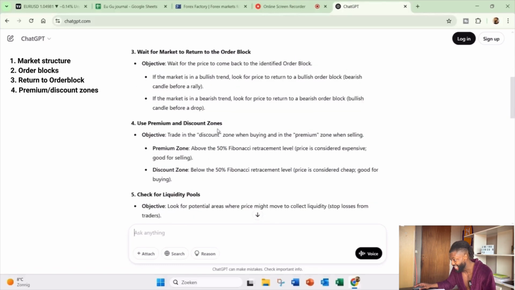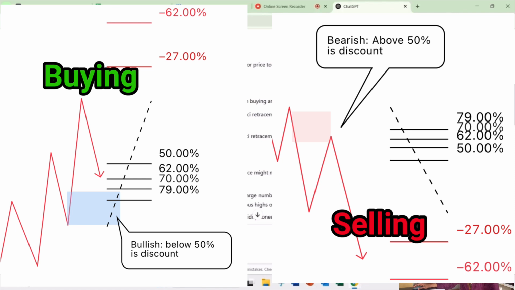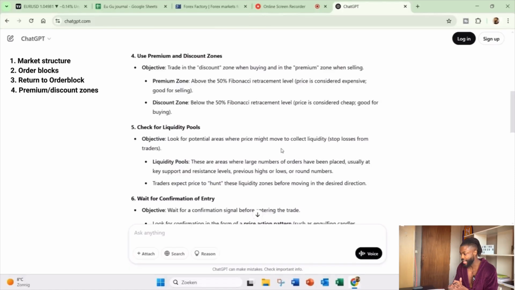Use premium and discount zones. Objective. Trade in the discount zone when buying and in the premium zone when selling. Okay, this is self-explanatory. Now, step 5. Nah, this is what I like.